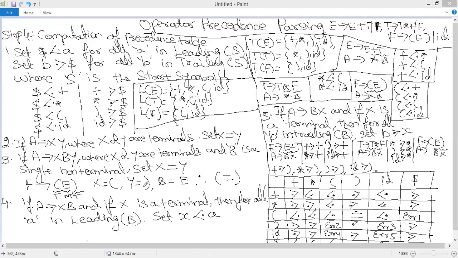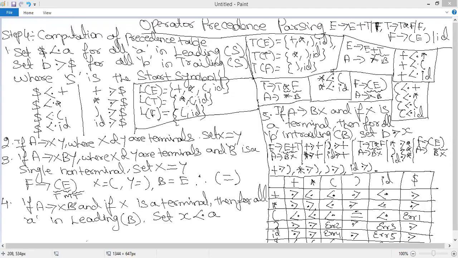Okay. So the next rule is, if A tends to XB and if X is a terminal, then for all A in leading of B, you have to set X less than A. So the meaning is, if we have a production rule in this format, A tends to XB, here X is a terminal, X is a terminal and B is a non-terminal.